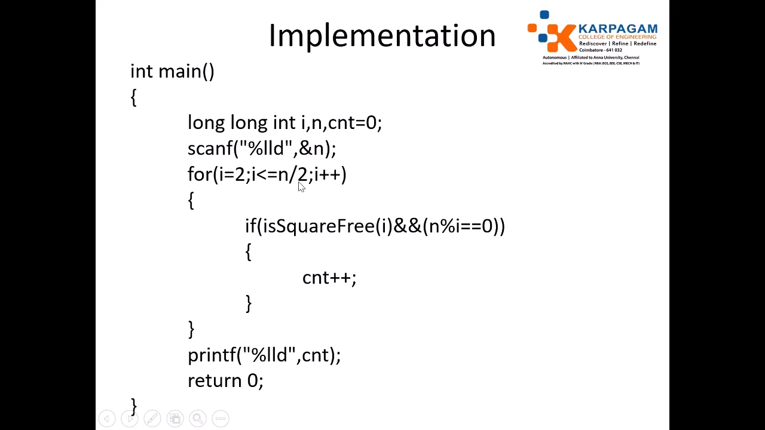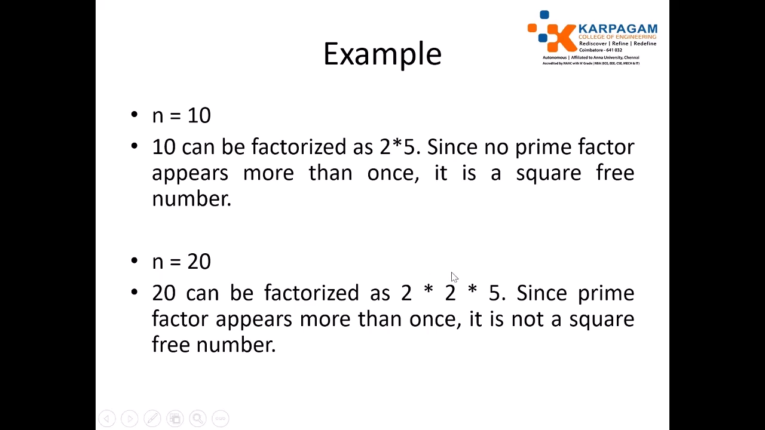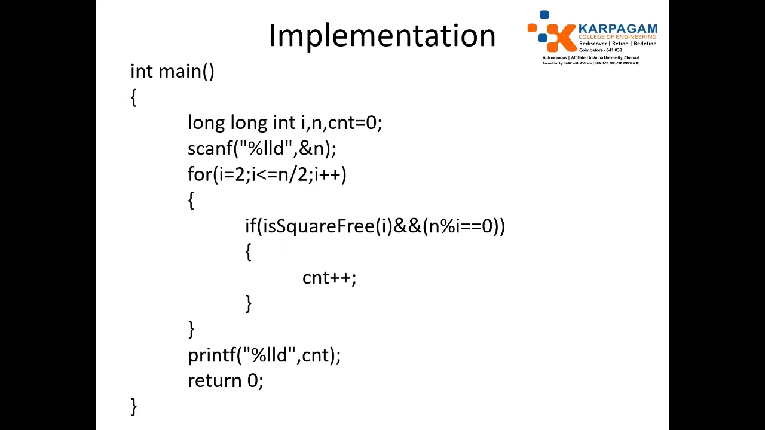For example, for 20, there are some values up to 20 which are square free. For example, we have numbers like 2 to 5. So the number of square free numbers is 3 for 20. So that is accounted here.